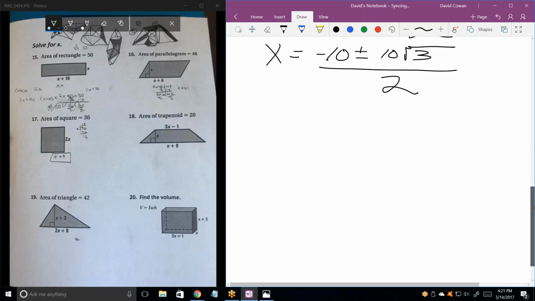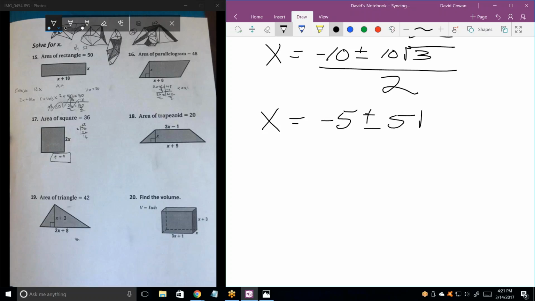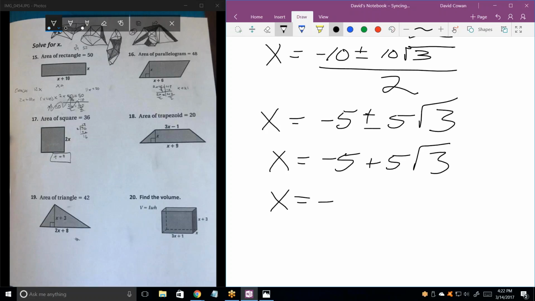And now we come up with an answer. In other words, now I'm going to divide every term on the top by 2. So I get minus 5 plus or minus 5 root 3. So here's our two answers: x equals minus 5 plus 5 root 3, and x equals minus 5 minus 5 root 3.